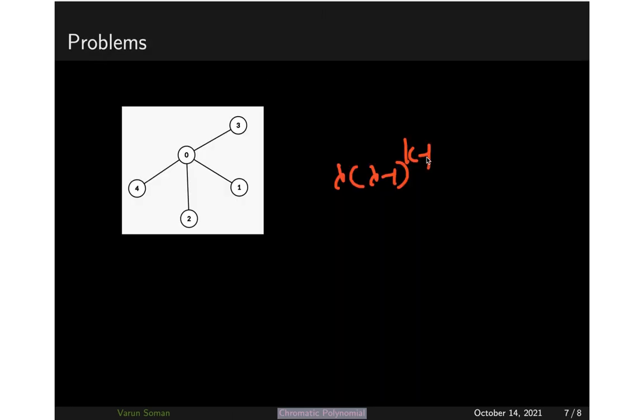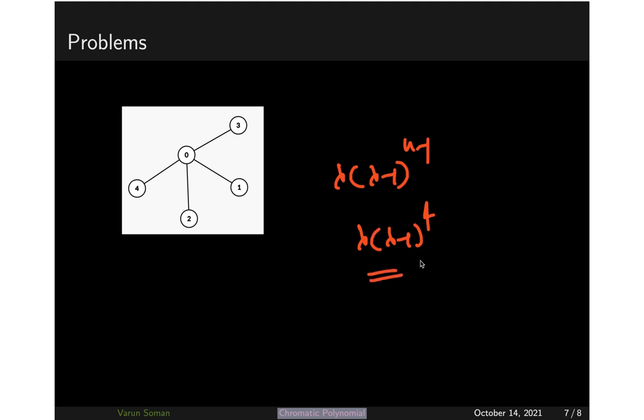In this case, how many vertices are there? 1, 2, 3, 4, 5 are there. So it will simply be lambda into lambda minus 1 raised to 4.